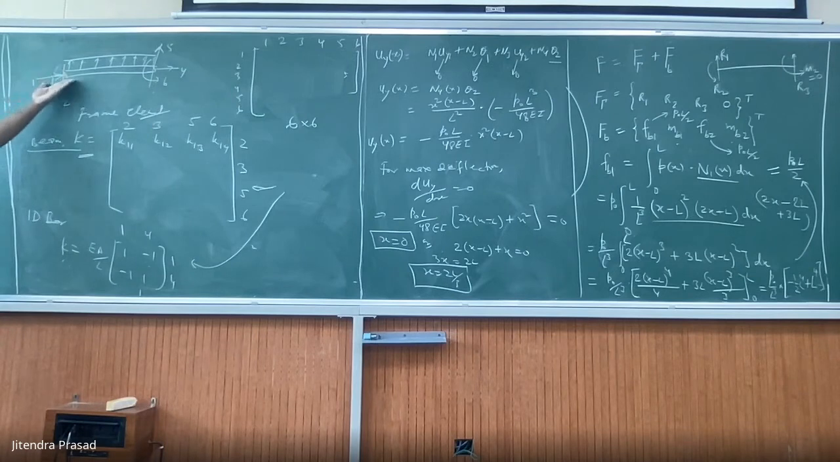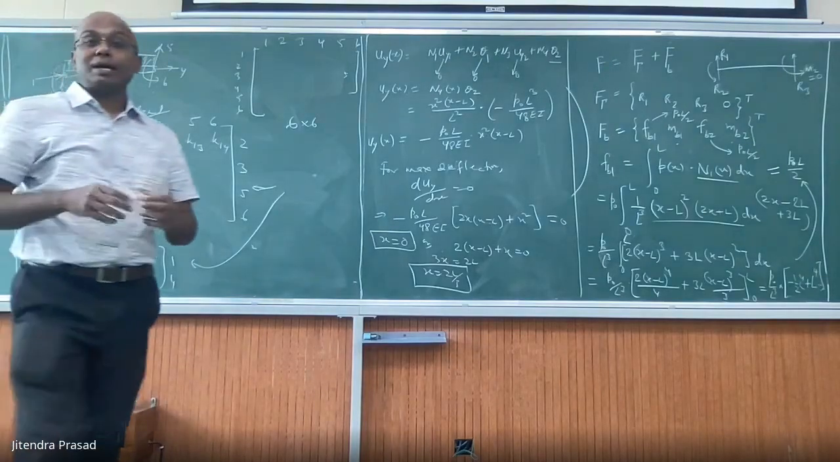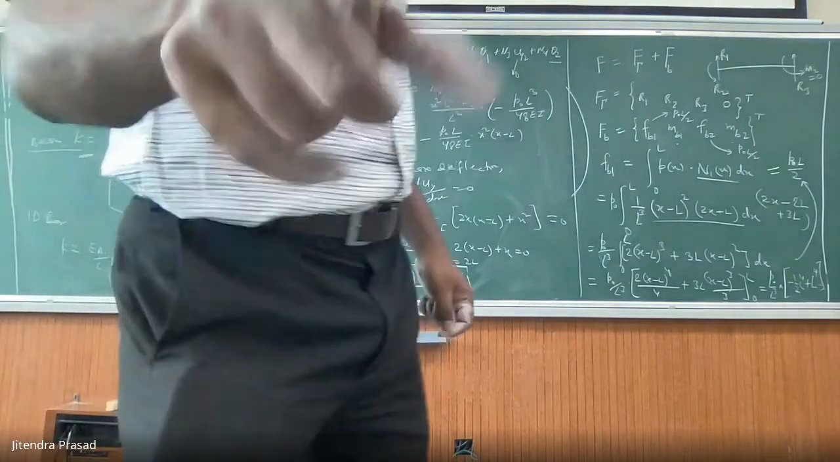Now, this can also take axial load. You have combined two kinds of elements into only one. So, beam element and 1D bar element combined together becomes a frame element. And this is what the frame is. You have this kind of problem here.